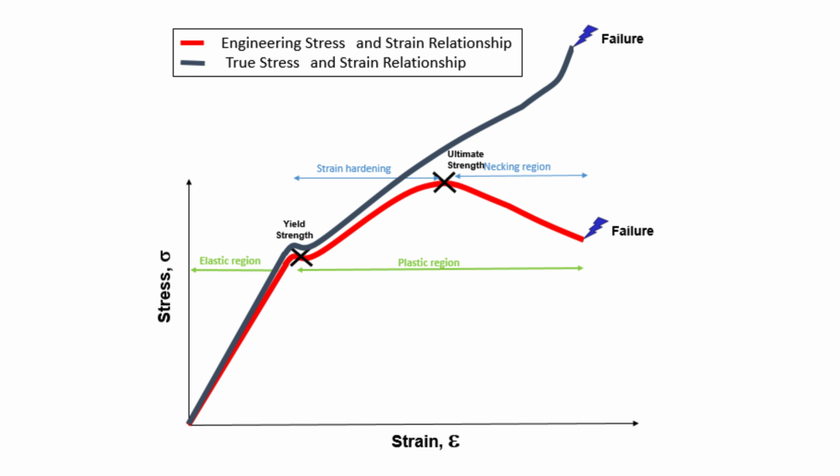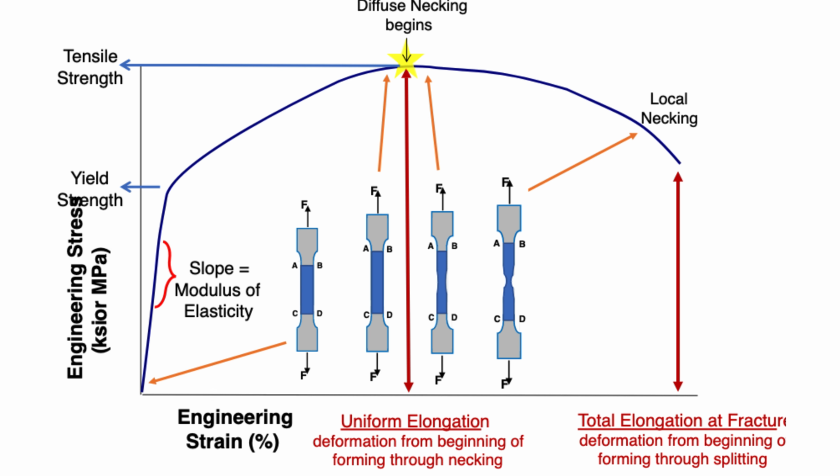Until the neck forms, the deformation is essentially uniform throughout the specimen, but after necking, all subsequent deformation takes place in the neck. The neck becomes smaller and smaller, local true stress increasing all the time until the specimen fails.